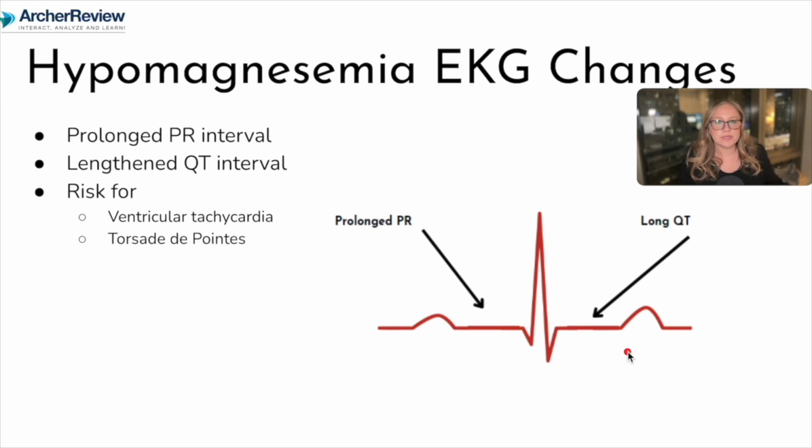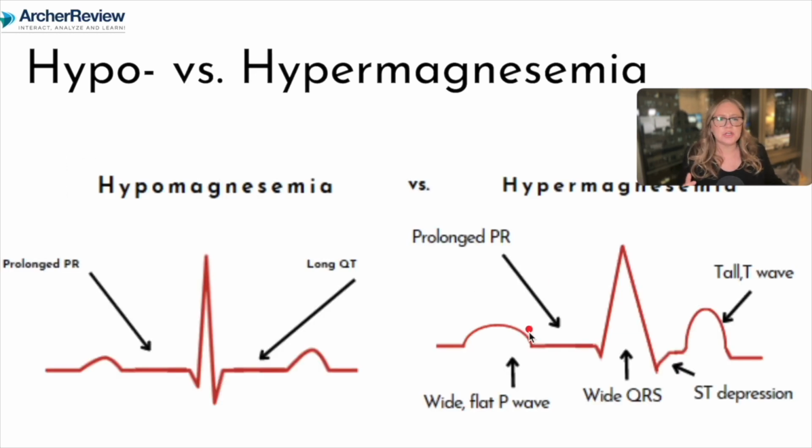That's usually pretty short. When we have a long QT interval, it places our client at risk for severe dysrhythmias such as ventricular tachycardia. There's a specific type of ventricular tachycardia that our clients with hypomagnesemia are at risk for. We'll look at it momentarily. It's something called torsades.